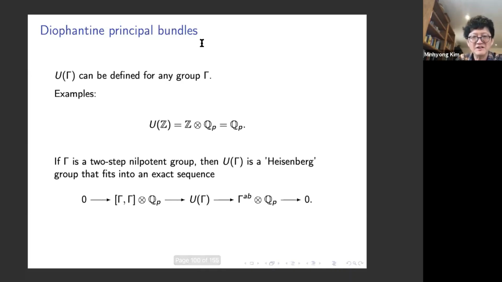But just to give you a few examples, if you start with a group like Z, it literally is just taking the tensor product. So you get Q_p, which is just the Q_p rational points of the additive group G_a, so-called, or A1, the affine line. If gamma is a two-step nilpotent group, then U gamma is a kind of Heisenberg group that fits into an exact sequence like this.